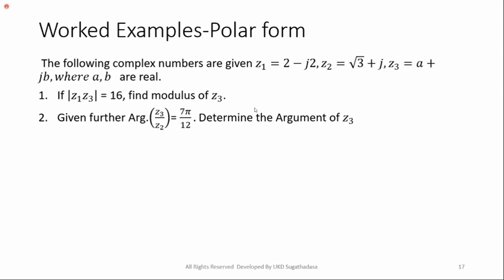Now this information is given. Modulus of Z1 times Z3 equals 16. Find the modulus of Z3. Using that first formula, you'll be able to calculate because Z1 and Z2 are given. Then another statement is given: argument of Z3 by Z2 equals 7 pi by 12. Determine the argument of Z3. From the first part, you can calculate the modular value of Z3. From the second, you can calculate the argument of Z3. Then you can write the complex number Z3, right? If you know the modular value and the argument, then you can write the complex number.